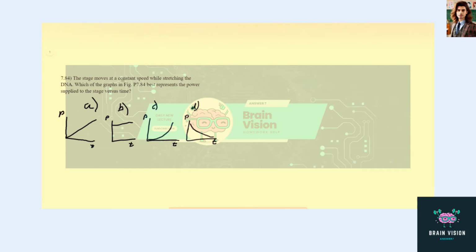Problem 784 is about the stretching of the DNA string. So we have the stage moves at constant speed while stretching the DNA. You can read more about this in the text. And which of the graphs in figure 784 best represents the power supplied to stage versus time?